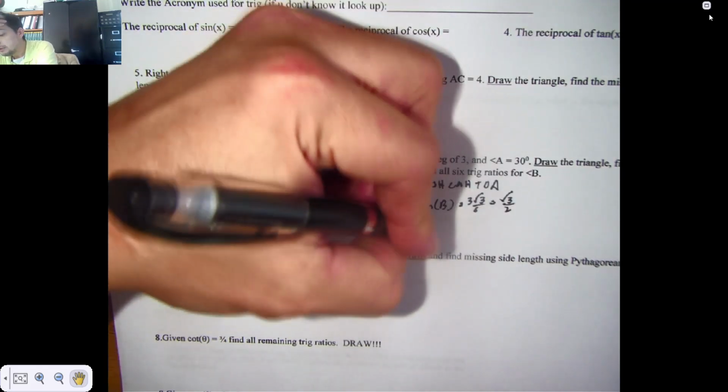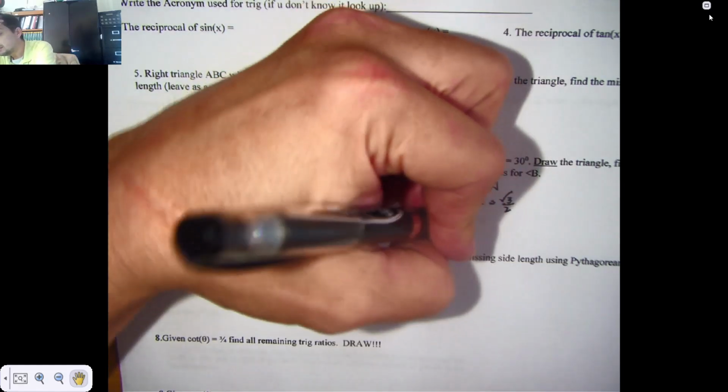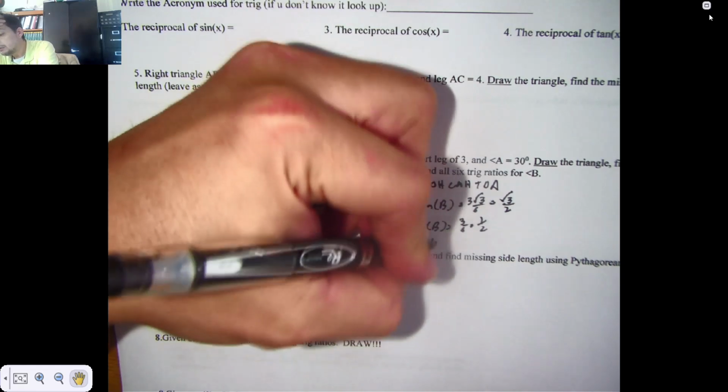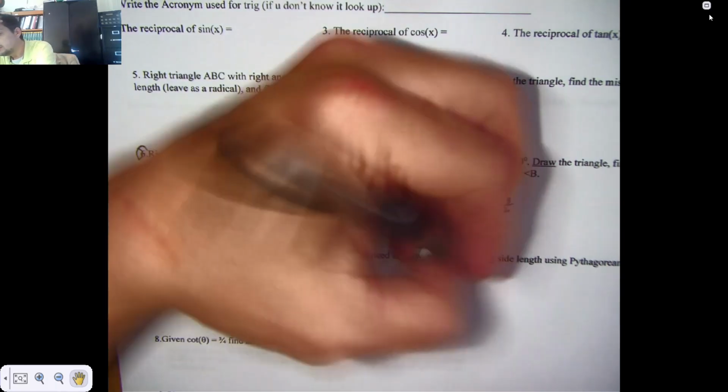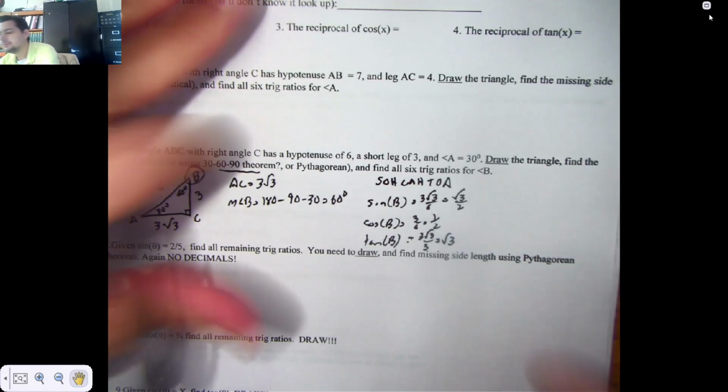The cosine of angle B would be adjacent over hypotenuse, 3/6. We always simplify, that's a half. And the tangent of angle B would be opposite over adjacent, which is 3 root 3 over 3, which is just root 3. Now we have to do the reciprocals.